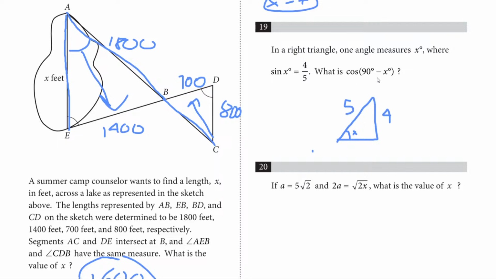What is the cosine of 90 minus x? If this is x, and we know a triangle has 180 degrees, we subtract the 90, because we already know this angle here is 90. So we have 90 degrees. And if we subtract x, we get the other angle in the triangle. Let's call it y. Well, this other angle, its cosine is going to be its adjacent over its hypotenuse. So this cosine is just 4 over 5.